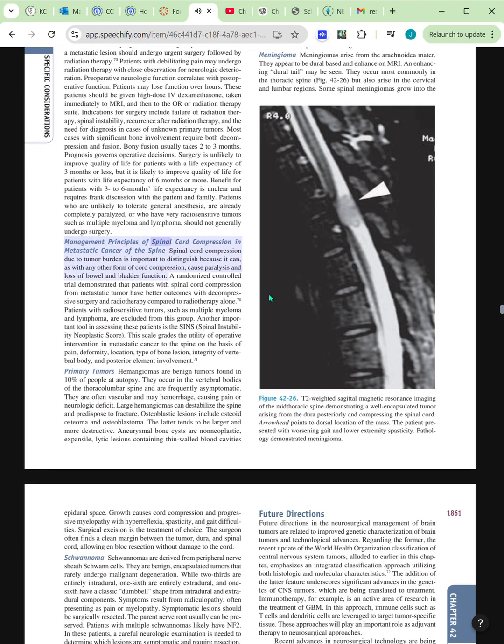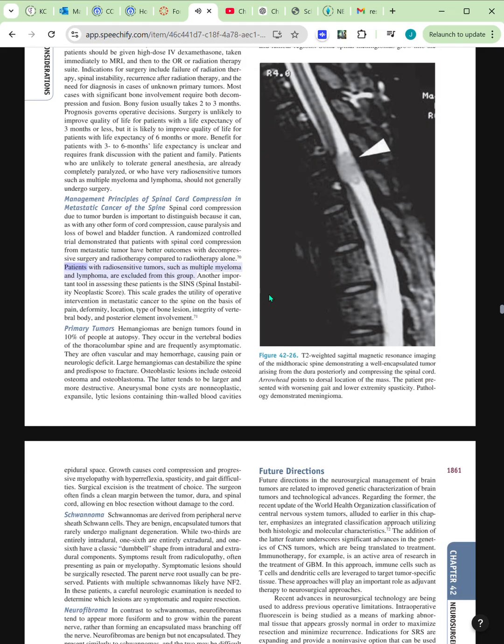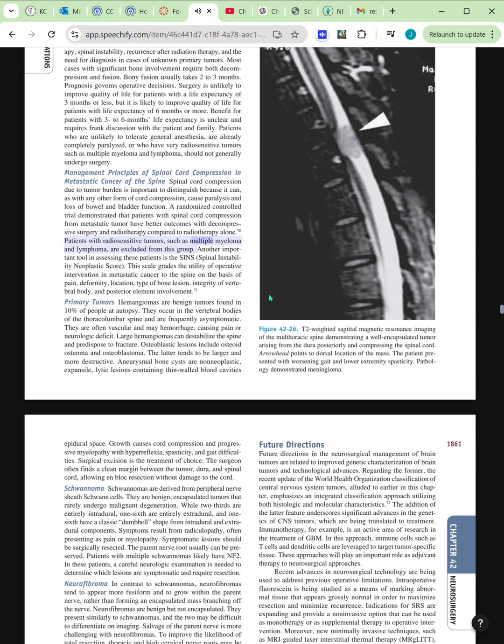Management principles of spinal cord compression and metastatic cancer. Spinal cord compression due to tumor burden is important to distinguish because it can, as with any other form of cord compression, cause paralysis and loss of bowel and bladder function. A randomized controlled trial demonstrated that patients with spinal cord compression from metastatic tumor have better outcomes with decompressive surgery and radiotherapy compared to radiotherapy alone. Patients with radiosensitive tumors, such as multiple myeloma and lymphoma, are excluded from this group.